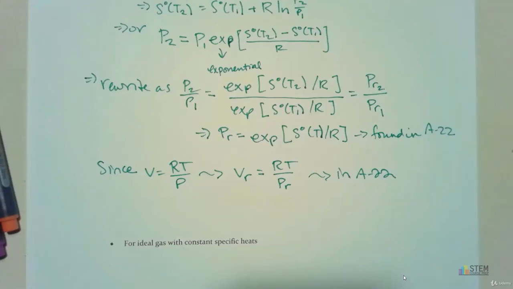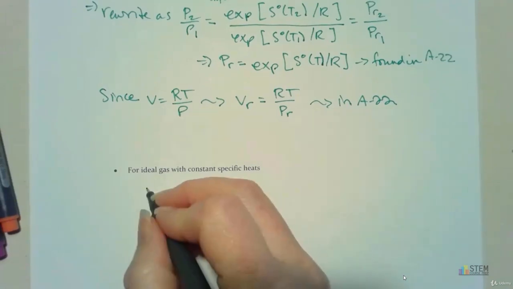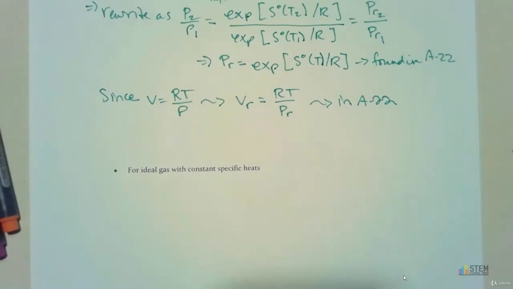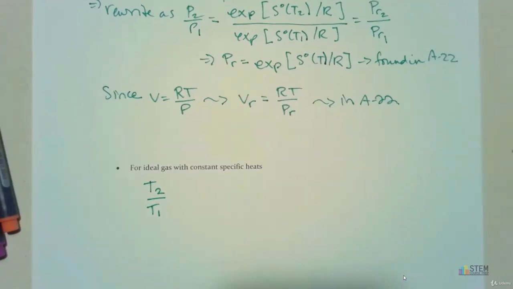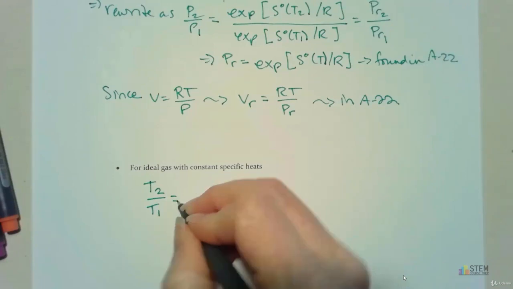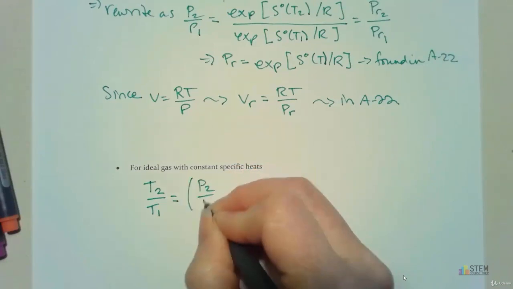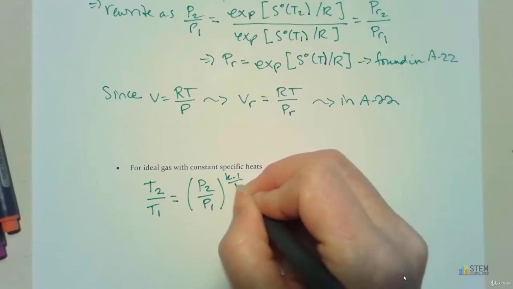Now, if we've got an ideal gas with constant specific heats, and we're still talking about an isentropic process, which means constant entropy, then we have a few more equations to write down. So you could go through and develop an equation that relates the temperature changes to the pressures. So if we have T2 over T1, that's going to be equal to P2 over P1. The exponent here is going to be k minus 1 over k.